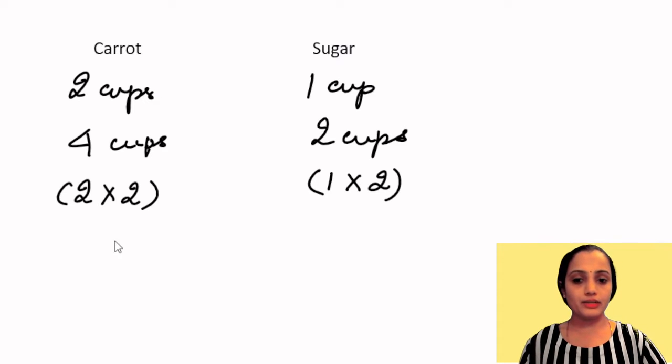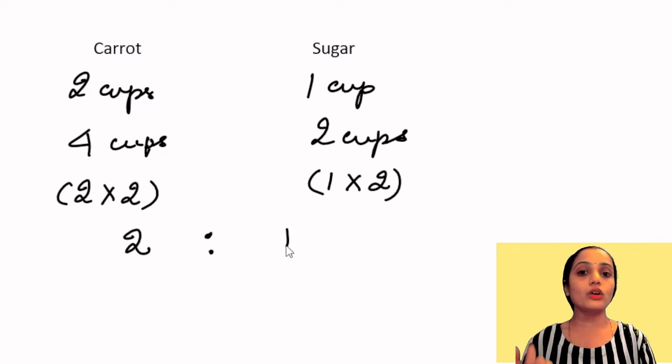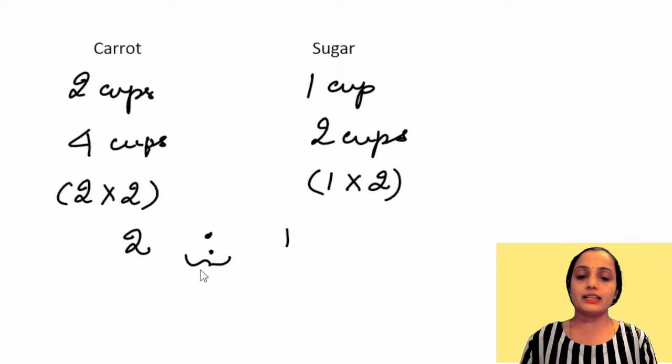So the way we represent it will be 2 is to 1. Initially we had 2 cups of carrot and 1 cup of sugar. So 2 is to 1. This is the ratio symbol. Next, we multiplied the quantity. So we now have 4 is to 2.